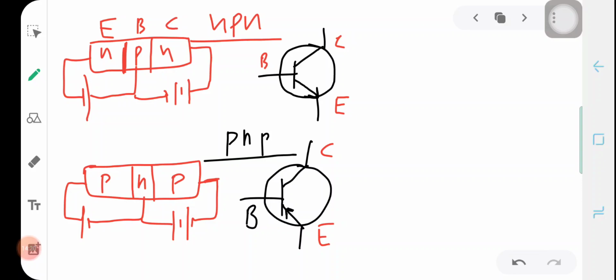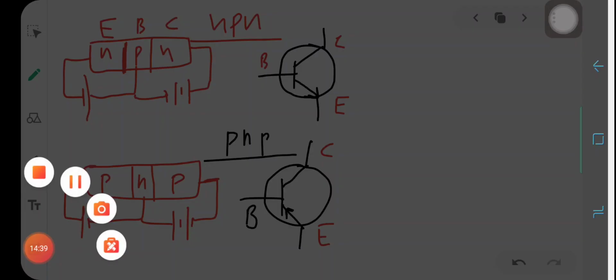Now we have to start with different transistor connections, because in order to discuss the applications of the transistor, we need to know the different connections of a transistor, which we will discuss in the next class.